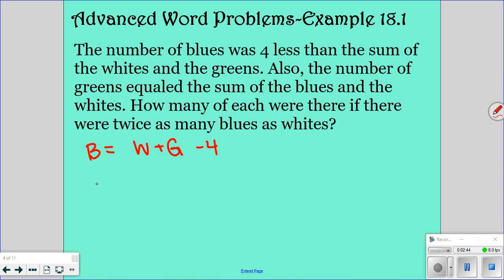Also, the number of greens equaled the sum of the blues and the whites. So the greens equaled blues and whites. How many of each were there if there were twice as many blues as whites? So some people get confused on this. Were there more blues or more whites? There were more blues and there were twice as many of them. So we're going to multiply the whites by 2.